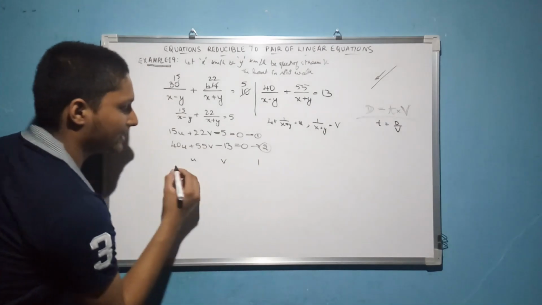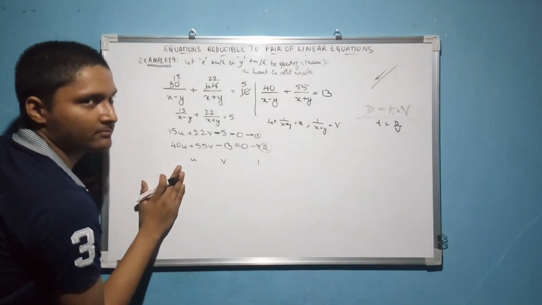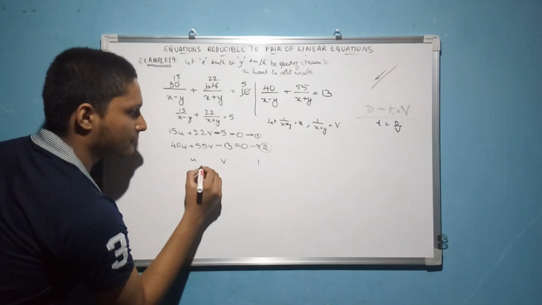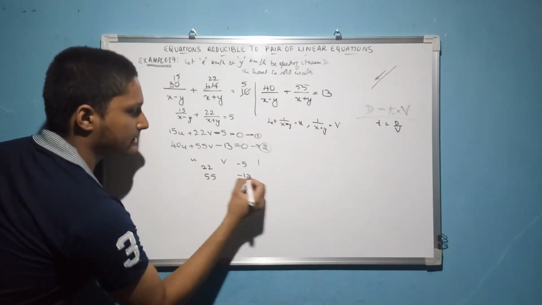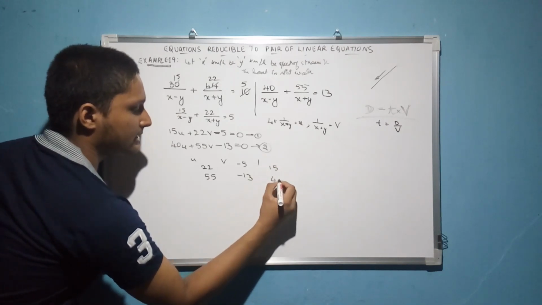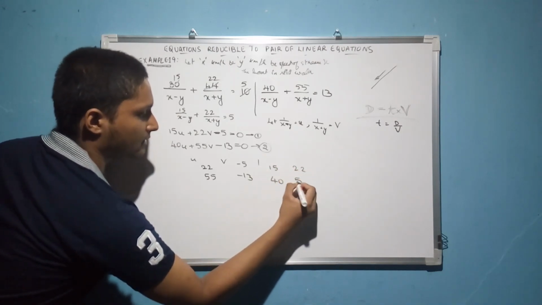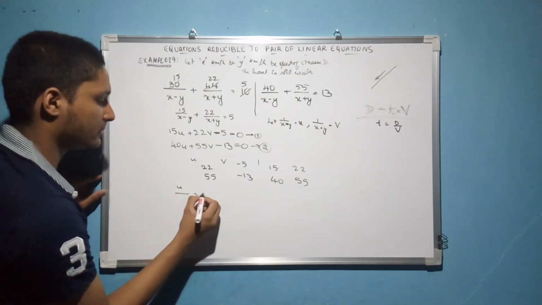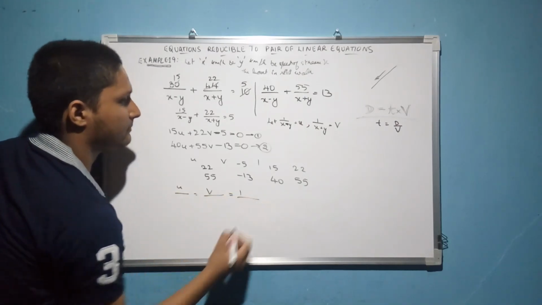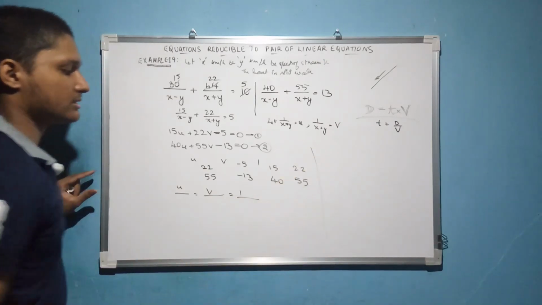That becomes u, v, 1. I leave the first column. Maybe you have understood how to use it. So it becomes 22, 55, minus 5, minus 13, 15, 40, 22, 55. This much I got. Now we have u divided by something, v divided by something, and 1 divided by something.